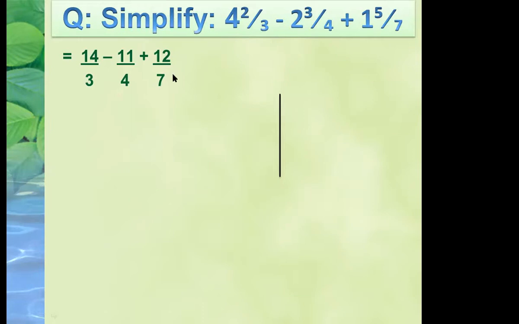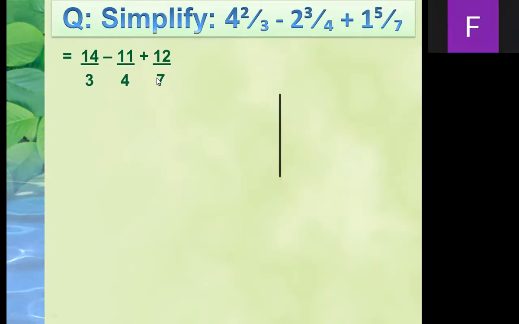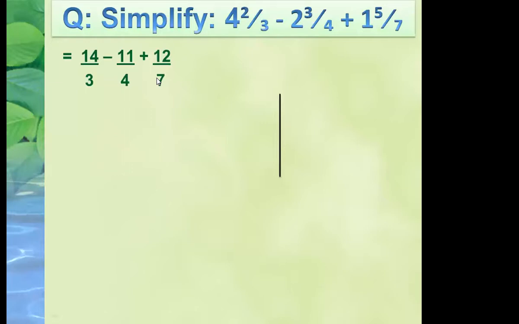Okay. Now, in the next step, here you have subtraction and addition. So what you have to do, you have to subtract or add. But your denominators are different here. So 3, 4 and 7. What will be the common number between 3, 4 and 7? Although these are bigger numbers. So what I'm going to do here, I'm going to find out the LCM of 3, 4 and 7.